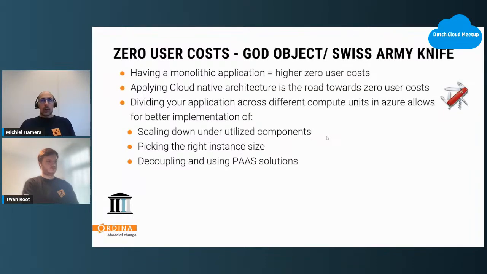Yeah, and the God object, or the Swiss Army knife, the heavy monolith application, then you have a higher zero user cost, of course. When you have more cloud native architecture, that's the road towards the zero user cost. You really need to check to ensure that you are not using one tool to fix all, one Swiss Army knife.